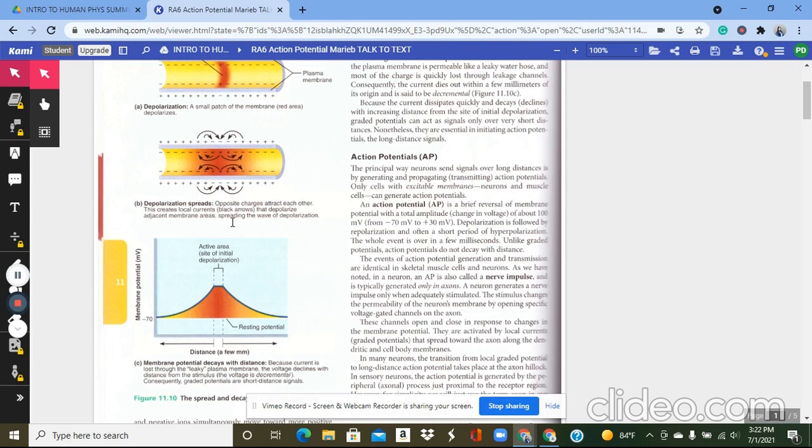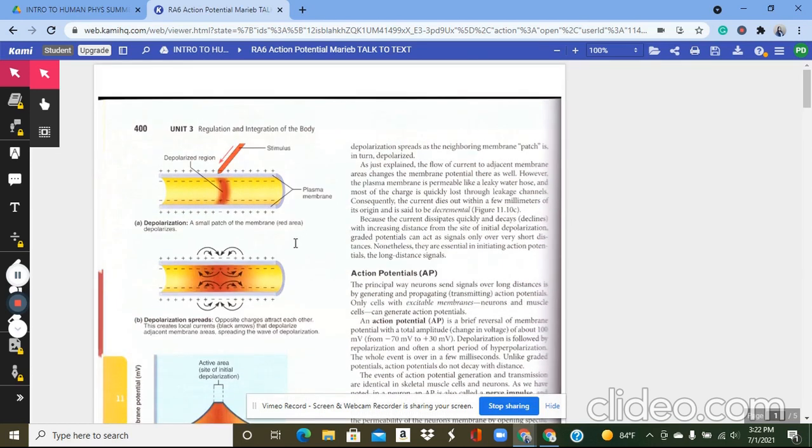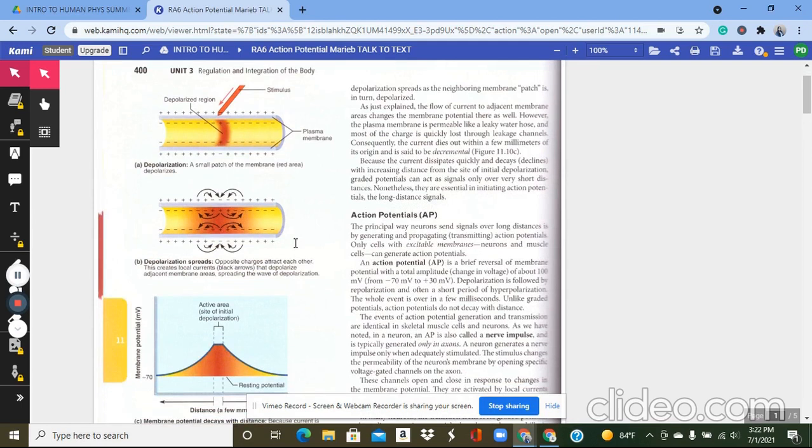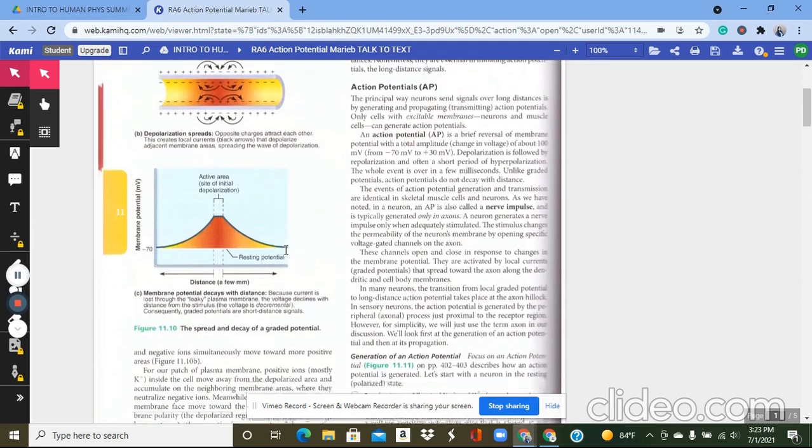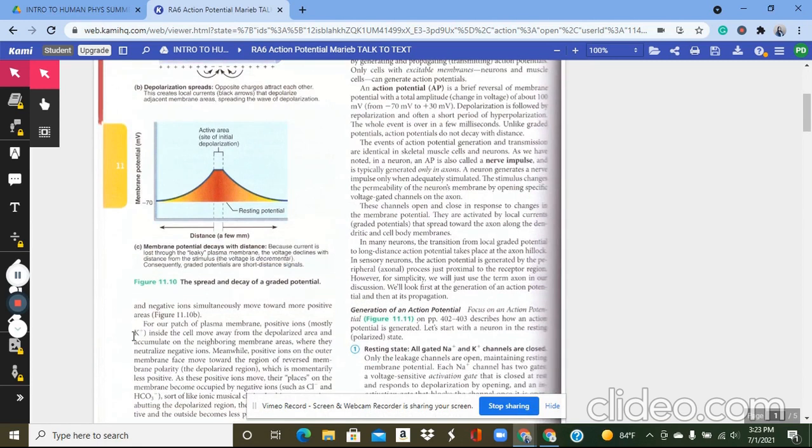Opposite charges attract each other. This creates local currents, black arrows, that depolarize adjacent membrane areas, spreading the wave of depolarization. See, membrane potential decays with distance. Because current is lost through the leaky plasma membrane, the voltage declines with distance from the stimulus. The voltage is decremental. Consequently, graded potentials are short distance signals.